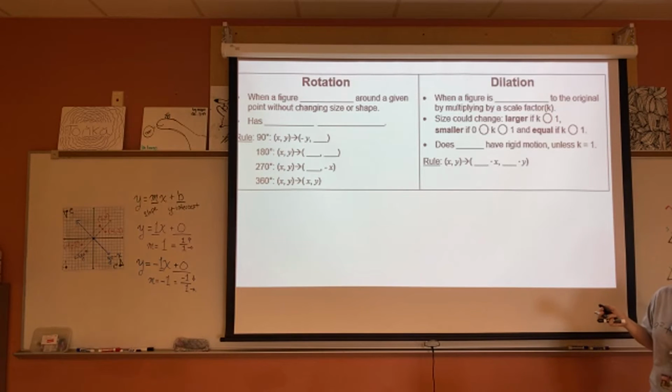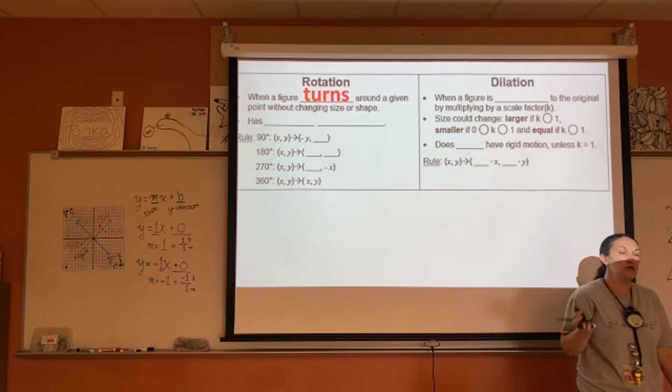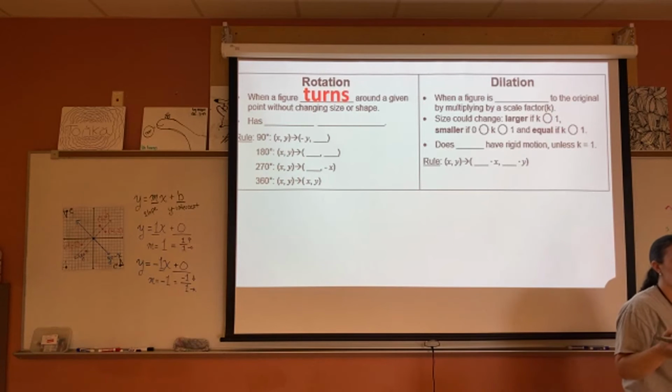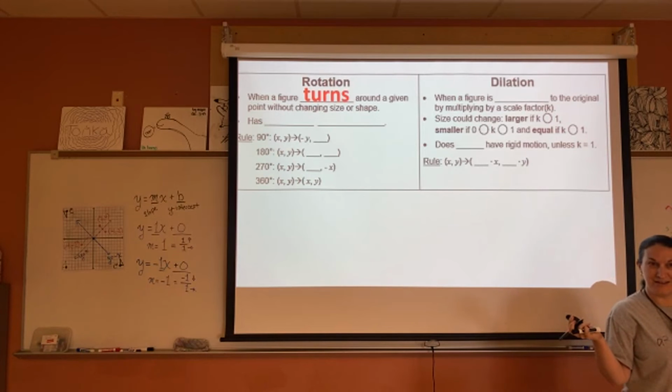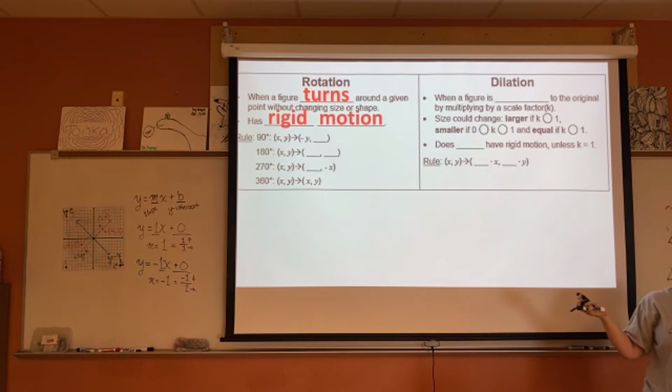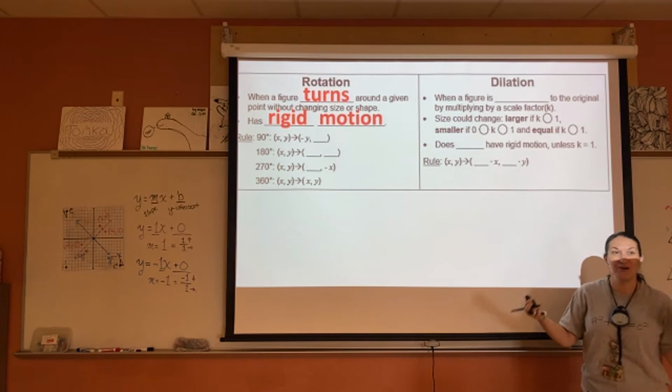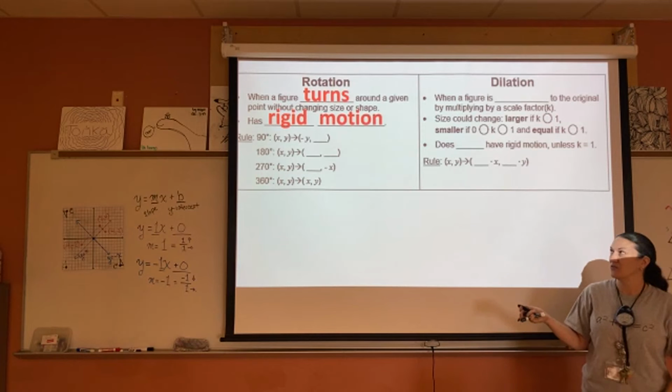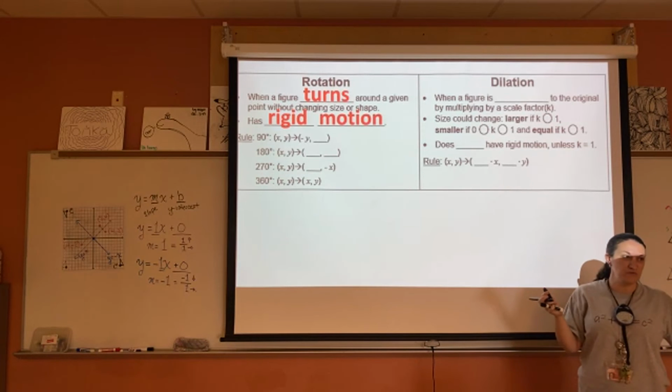Rotations are when a figure turns around a given point without changing size or shape. So if the size and the shape was not changed, that means it has rigid motion, which means it's also congruent. Good. So there's 4 rules.